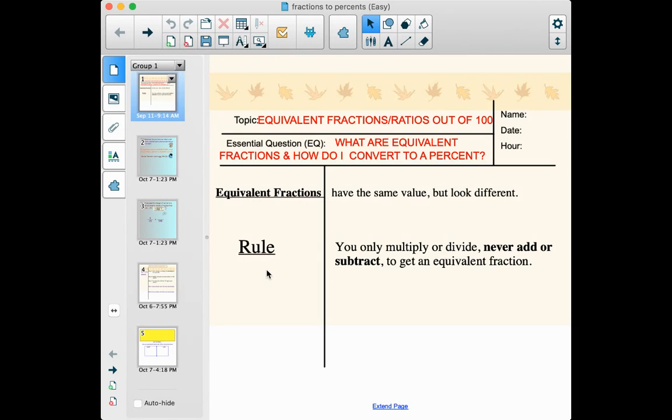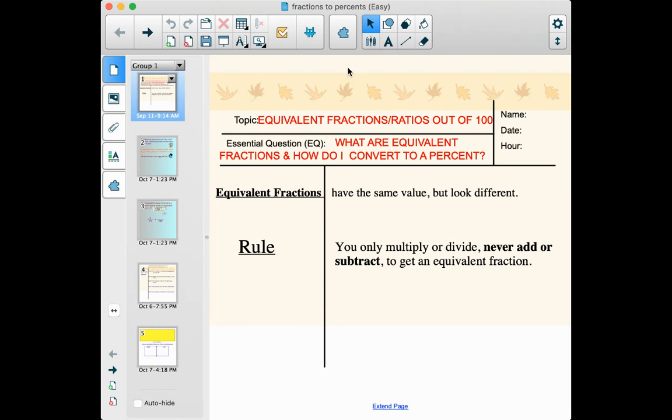Okay, so for turning fractions into percents, a really important idea here is equivalent fractions. So, I'm going to remind ourselves what equivalent fractions are. Equivalent fractions have the same value but look different. The numbers are going to be different, but they're going to be equal to each other. Equivalent is really just a fancy way of saying equal. And the rule to remember with equivalent fractions is that you can multiply or divide as long as you're doing it to the top and bottom, but you never add or subtract to get an equivalent fraction.